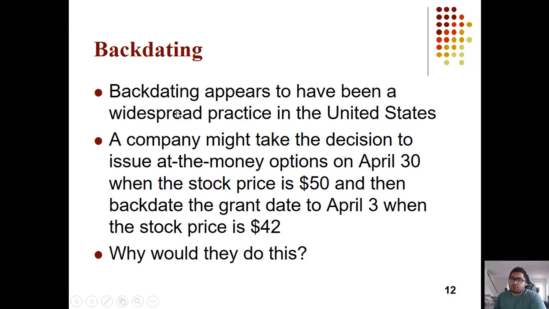Backdating appears to be a widespread practice in the United States. A company might take the decision to issue at-the-money options on April 30th when the stock price was 50 and then backdate the grant date to April 3rd when the stock price was 42. Why would they do this? To benefit, because the exercise price is 42 and the current stock price is 50. So rather than issuing them at the current stock price, which is the legal way to do it, they can backtrack it and give the options to employees at a price which is the lowest in the last 6 months.